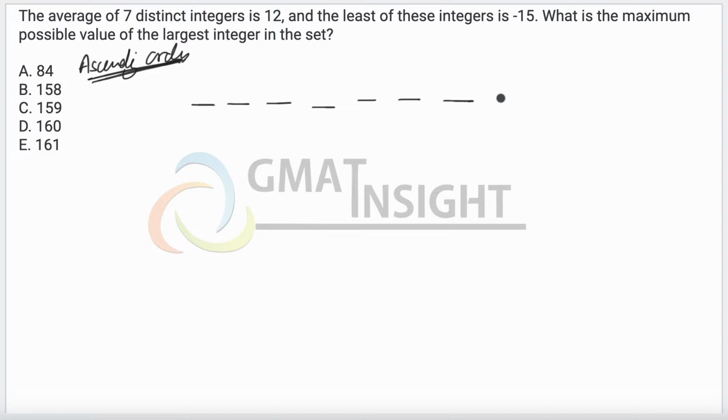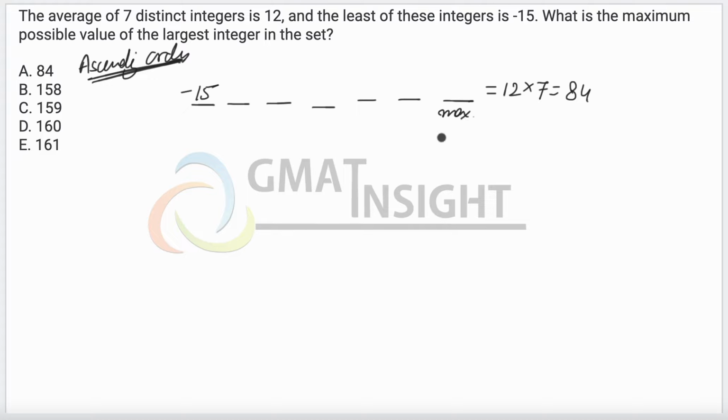Now, the sum of these 7 values: the average is always used to calculate the addition of several numbers. For example, here the average is 12 of the 7 values. That means the total of these 7 values will be 84. And the least of these integers is -15. So the smallest value comes here, the maximum value comes at this place. The question is, what is the maximum possible value of the largest integer in the set?